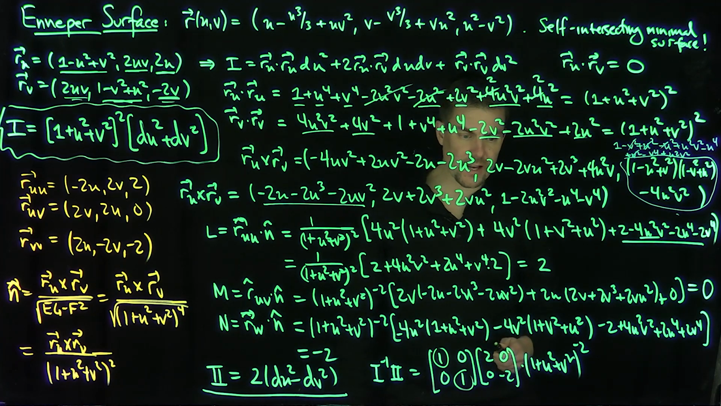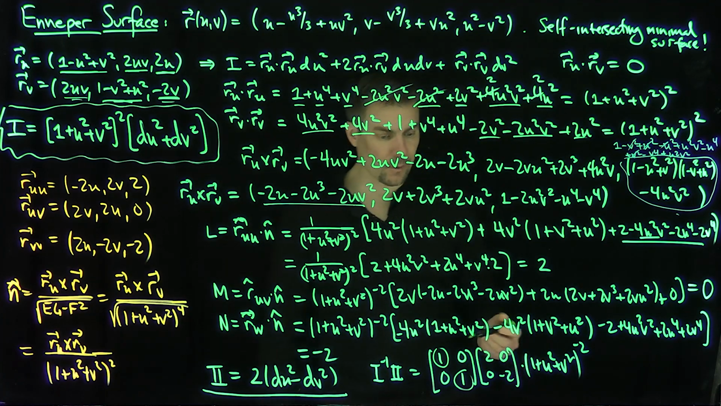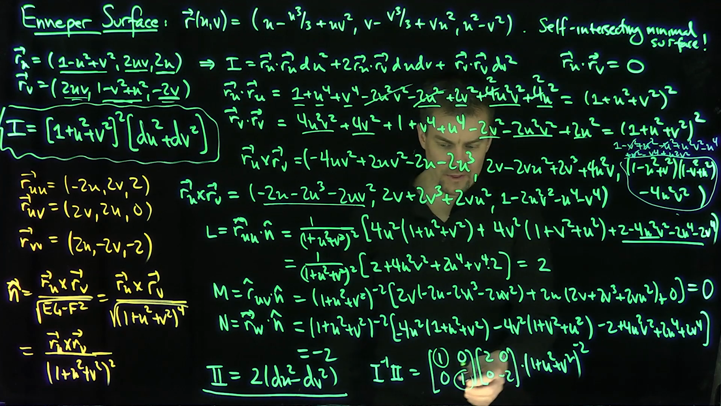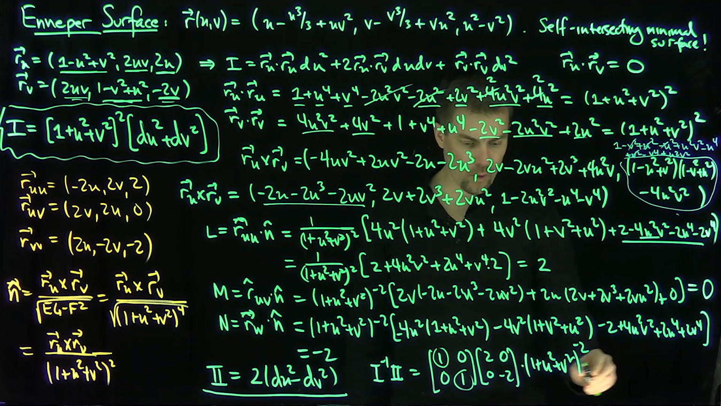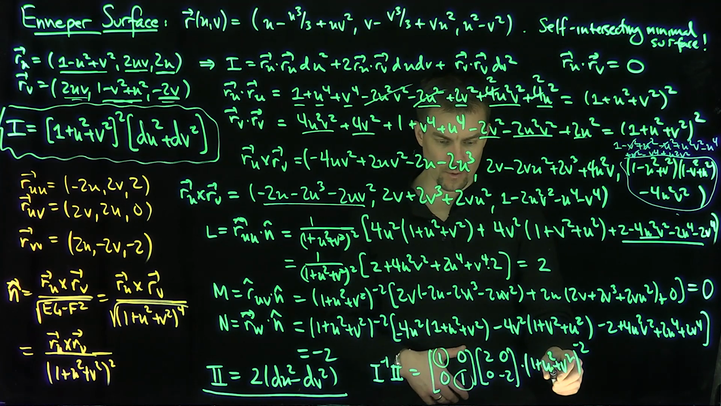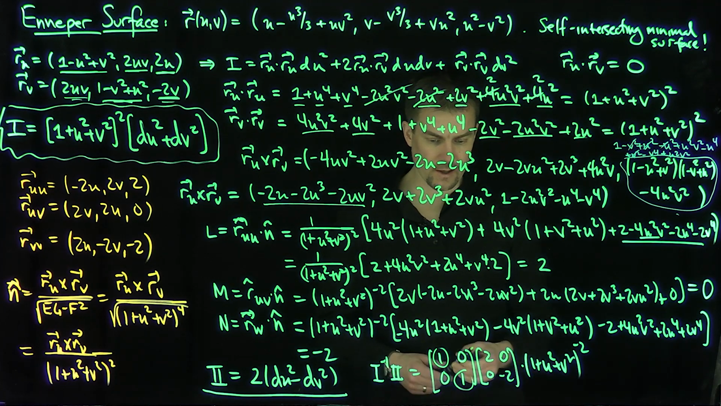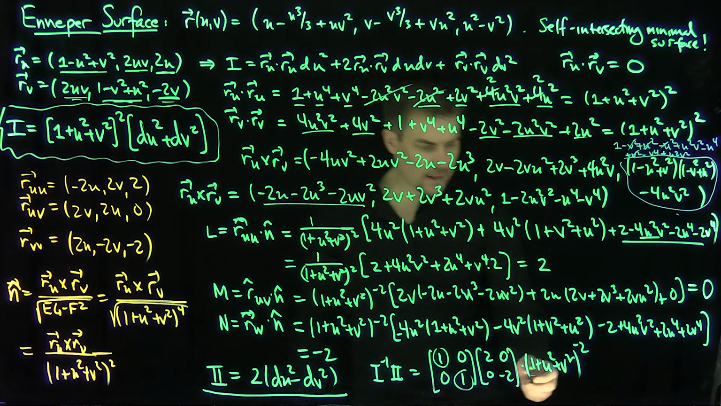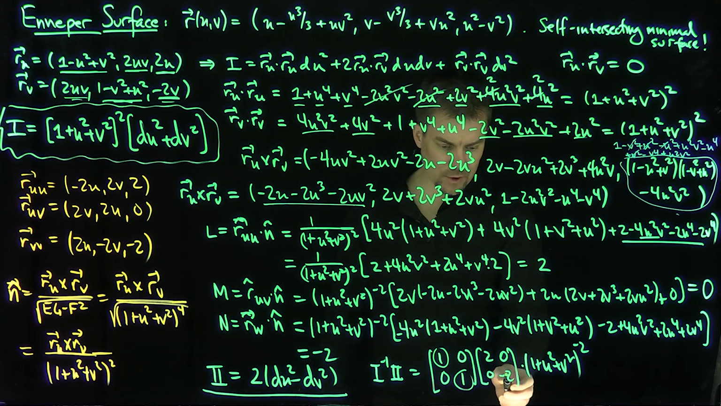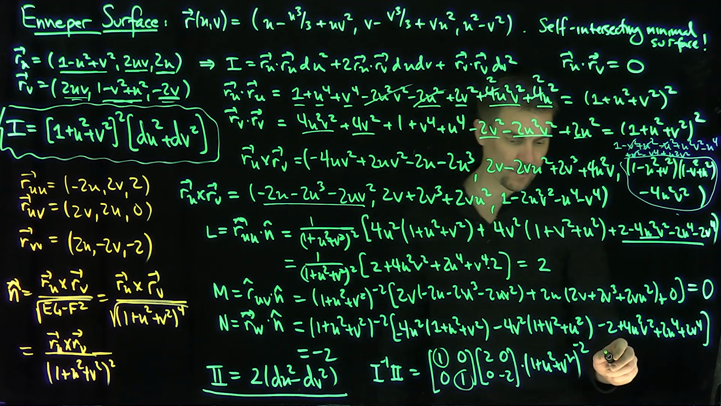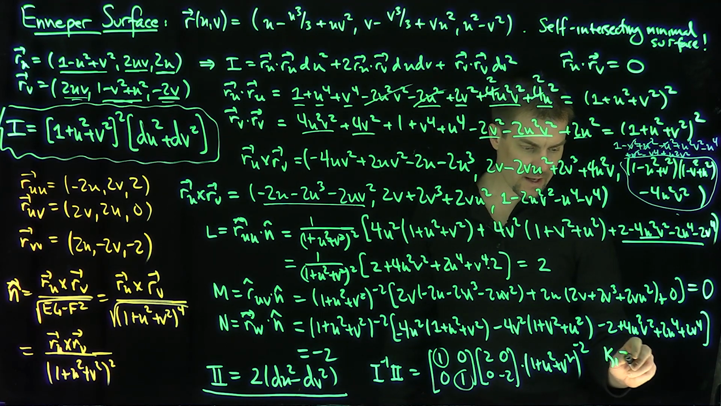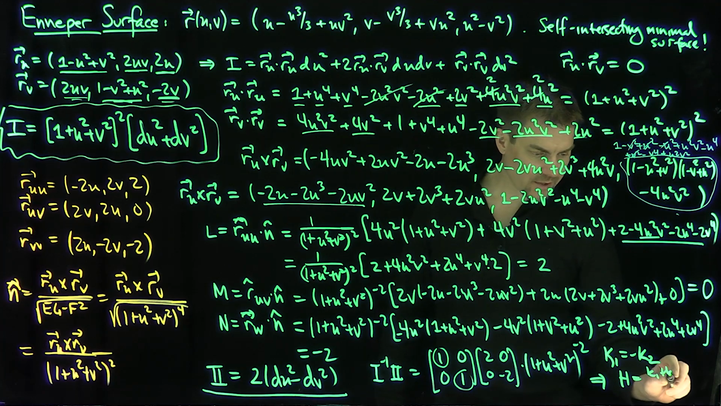And so this allows me to conclude what the kappas are, right? So kappa 1, the principal curvature of this thing, is going to be positive 2 over this expression over here, and kappa 2 is going to be the negative of that thing over there. So my principal curvatures, kappa 1 equals negative kappa 2, and that implies that H, the mean curvature, which is kappa 1 plus kappa 2 over 2, is equal to 0.